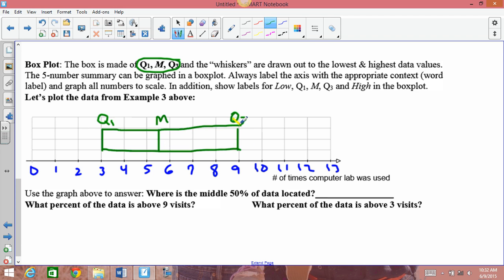And then you have whiskers that go out to your highest and lowest data points. So my lowest data point was 1 visit to the computer lab, and highest data point was 12, so then that would be going out to 12 visits to the computer lab. Okay, and I'll mark that with L and H being low and high. And then if you remember, like we talked about on the previous page, there's 25% of your data between each of these. So I can say, okay, I've got 25% between each of these. And remember, think about all of these as percentages.